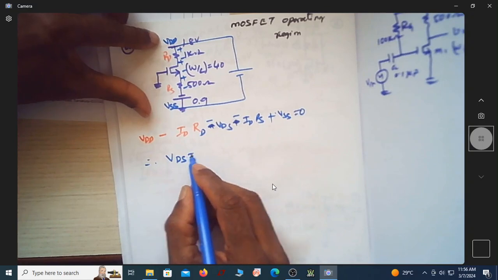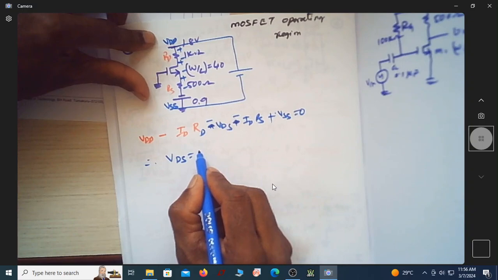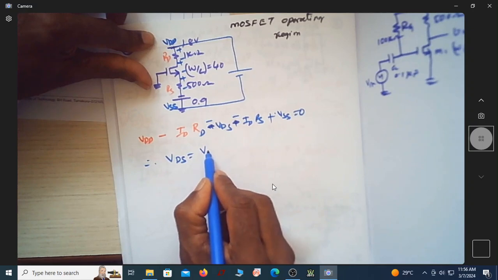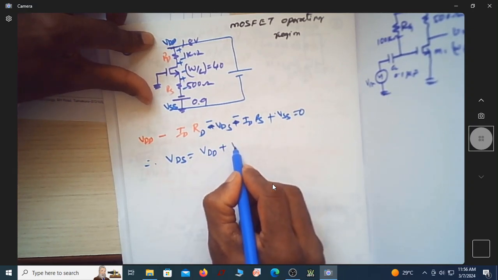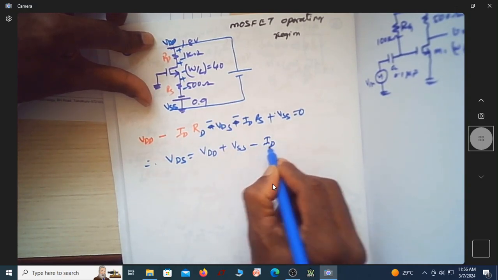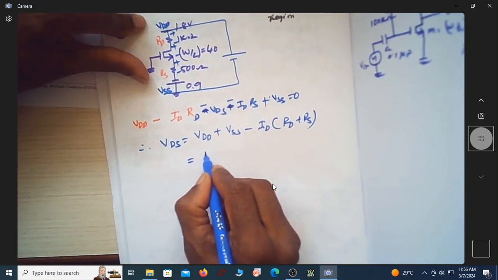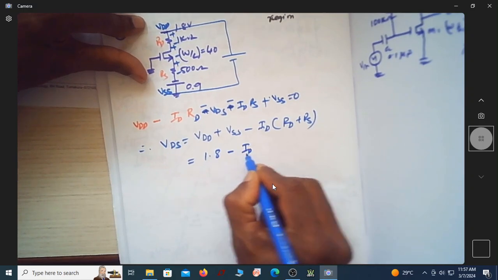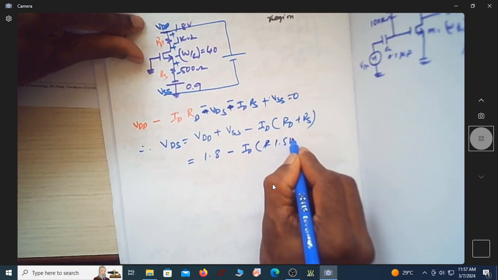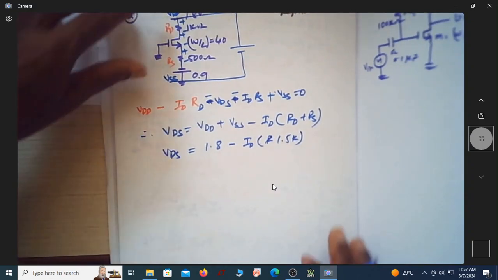So then what is VDS now? VDS is equal to VDD plus VSS minus ID into RD plus RS, correct? Now it is 1.8 minus ID into RD plus RS, which is 1.5 kilo ohm. So this is VDS, but I don't know the value of ID.